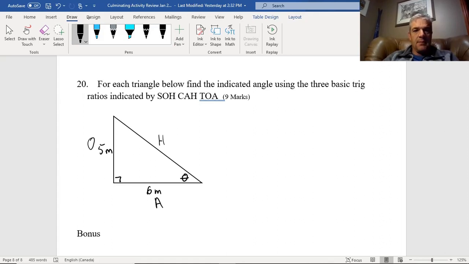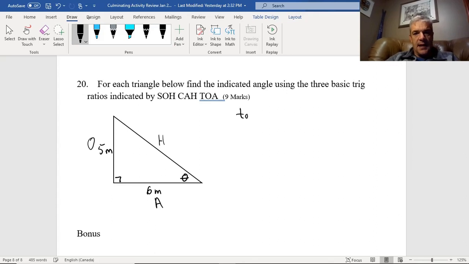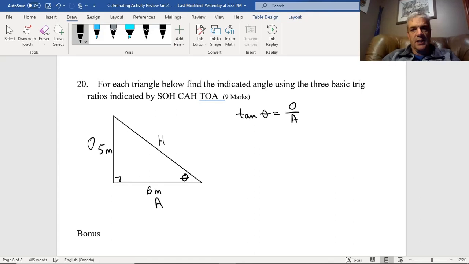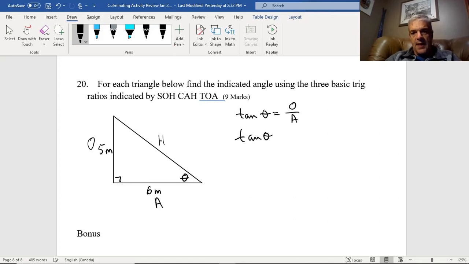Now the hypotenuse is not in play on this one, so it's O and A, and I look at my SOHCAHTOA, and that tells me I should be using tan. So I just simply say tan theta equals opposite over adjacent. I write that down, and I've got myself a nice easy mark for getting the correct trig ratio for this question, okay? Now I substitute in my values. 5 is going to go in for O, 6 is going to go in for A, and I write tan theta equals 5 over 6.